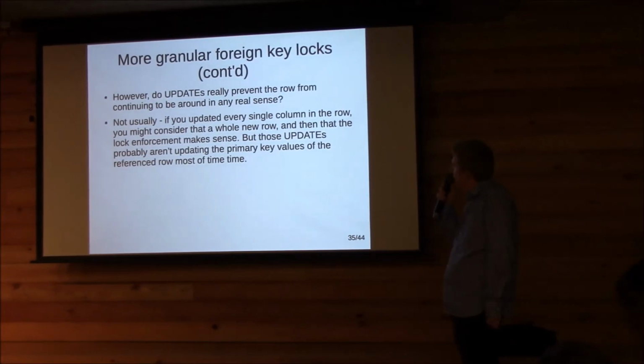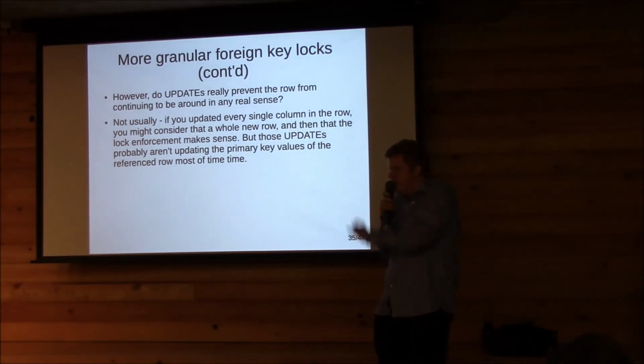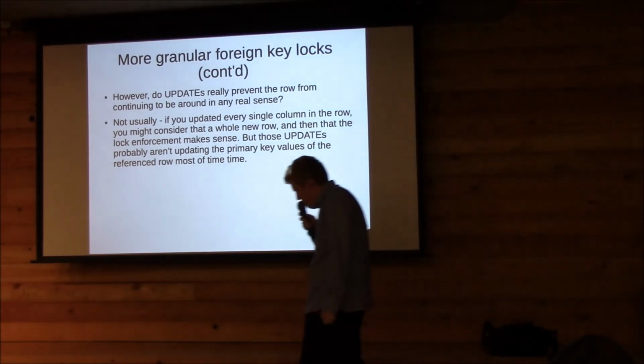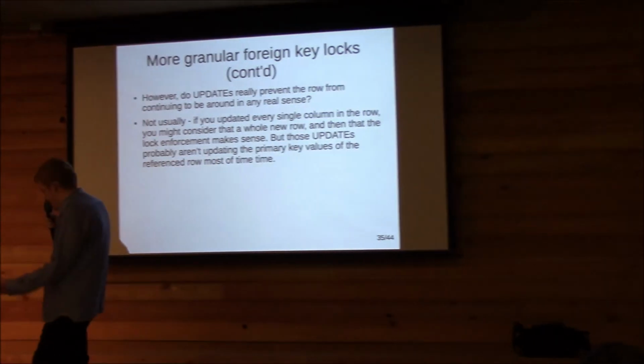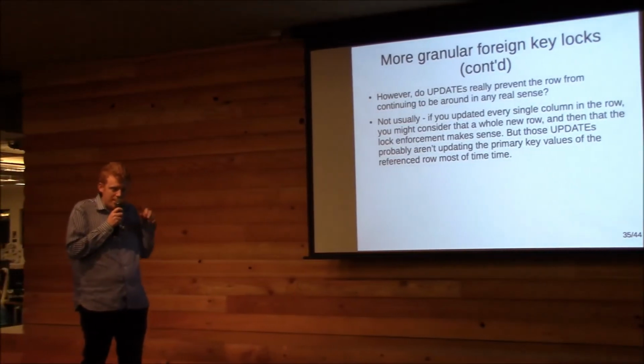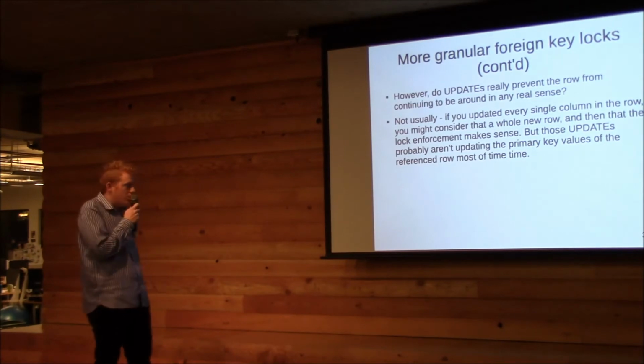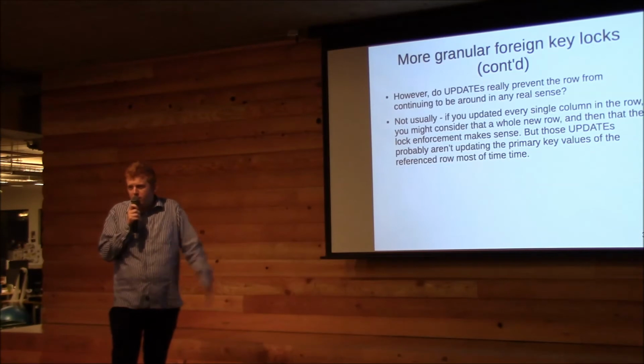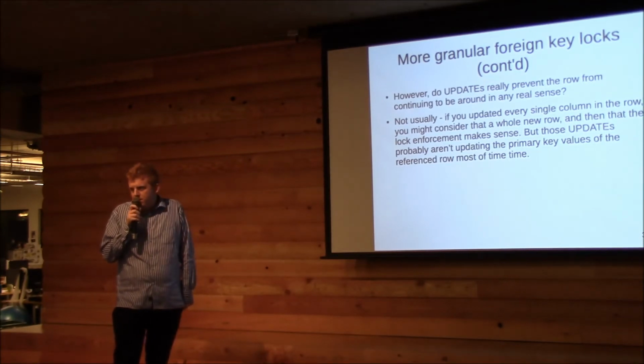Question: do updates really prevent rows from continuing to be around in any real sense? The answer is often no. You can update every single column of a row. You might consider that a whole new row, and that would make sense because it's a different referenced value. But in fact, mostly you're not updating the key, are you? You're mostly updating everything else. So the locking is mostly unnecessary, it turns out. More granular locking is expected to improve concurrent behavior by quite a bit.